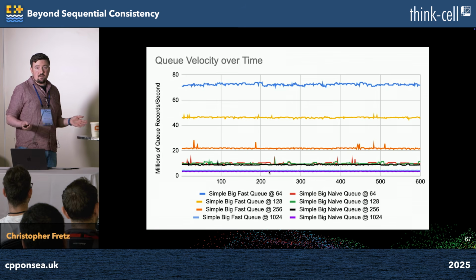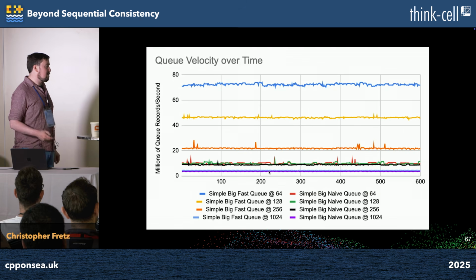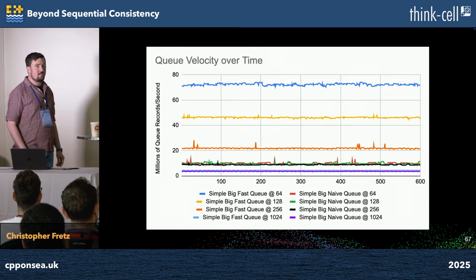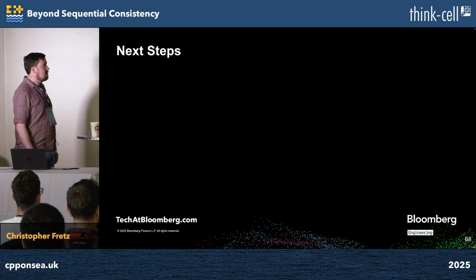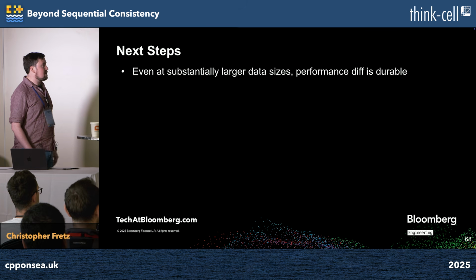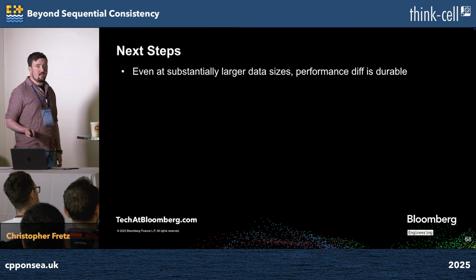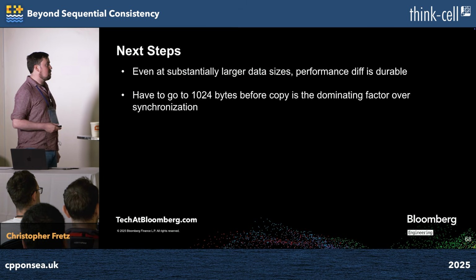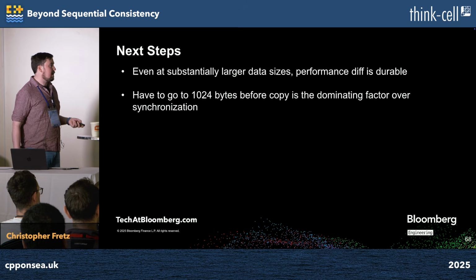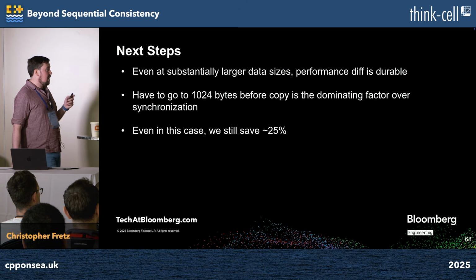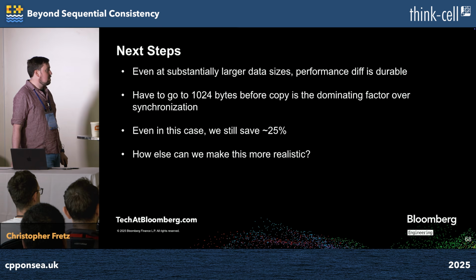So you're still getting like a 30% improvement just off of the memory orderings themselves, even at a full kilobyte. And so even at substantially larger data sizes, the performance diff is durable. You have to go to a full kilobyte before the copy is the dominating factor over the synchronization. And even in this case, we save 25–30%, which is pretty cool.